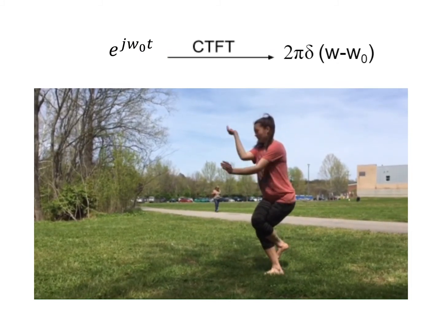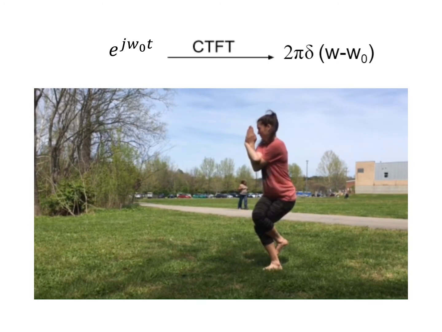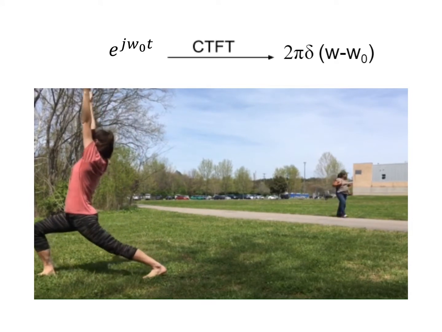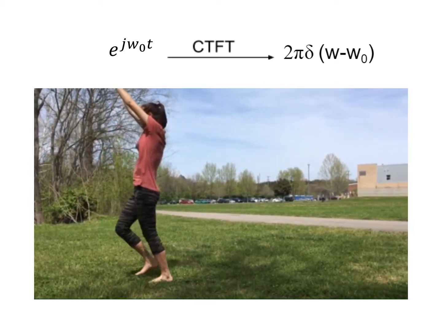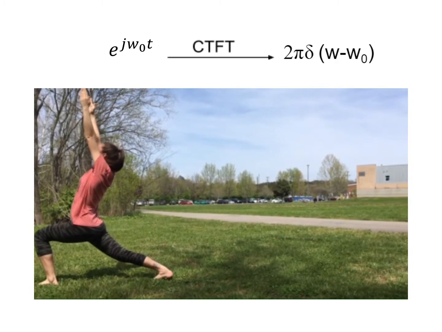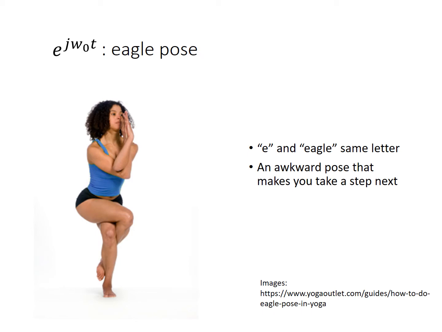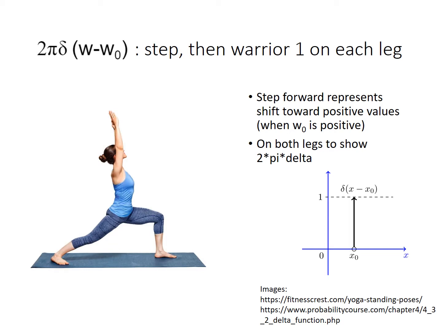Now we have a complex exponential going to a shifted 2 pi delta. The complex exponential is represented by eagle pose. Because E and eagle have the same letter, it is also an awkward pose that makes you take a step for the next pose. And the 2 pi delta that is shifted is represented by taking a step before doing the warrior 1 pose on each leg. Step forward represents the shift, and you do it on both legs.